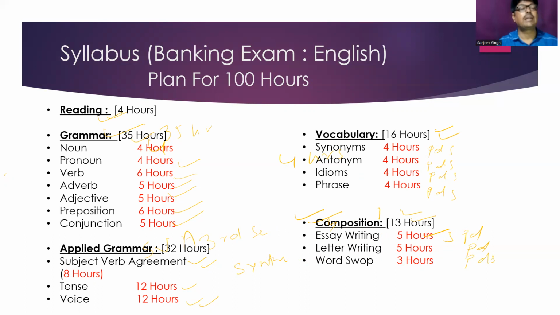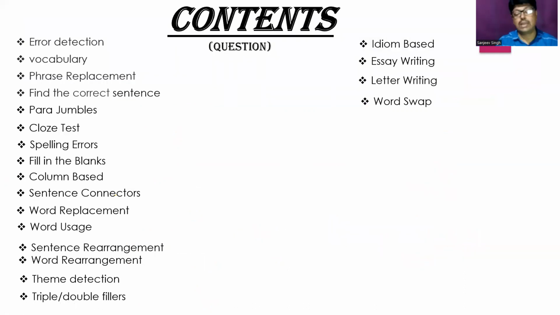But apart from that, I have told you all this at the macro level. I will tell you how I would approach all these things when I come minutely, one by one, to the types of questions. The first one is error detection. Second is vocabulary. Third is phrase replacement. Fourth is find the correct sentence.